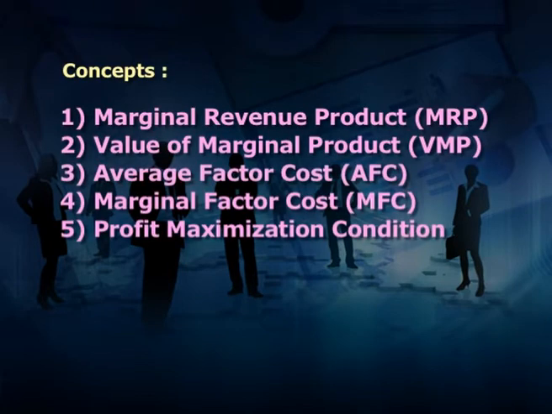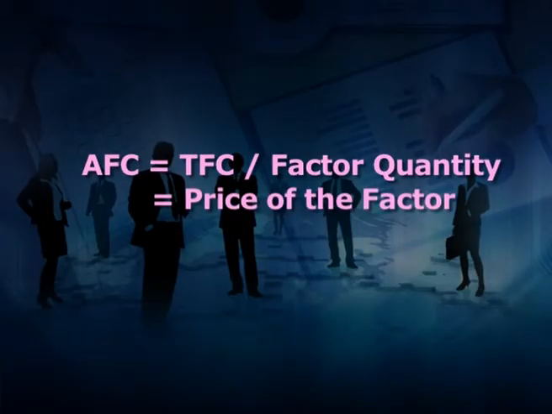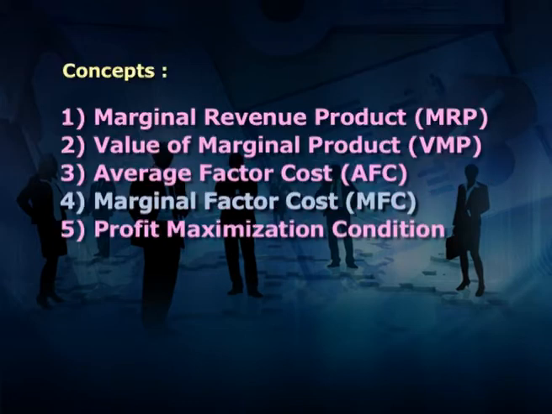Next is average factor cost, AFC. In every market structure, AFC is calculated by dividing the total factor cost, TFC, by the quantity of factor purchased. AFC is generally equal to the factor price. Thus, AFC is equal to TFC divided by factor quantity, which is equal to the price of the factor.